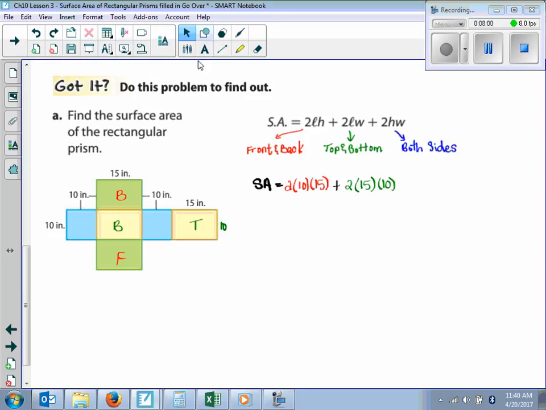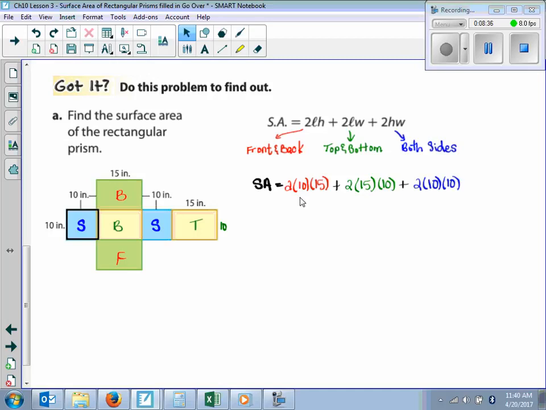And now we want to get the sides. So here are the sides. Now, if I want to get those sides, what am I going to multiply? 10 times? Just 10 times 10, right? So that's 10 times 10, and there's 2 of them, so we're going to multiply times 2. So this is your formula, this is your substitution, and now we simplify to get the answer.